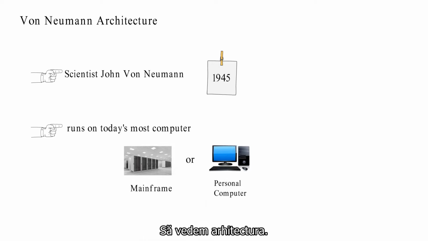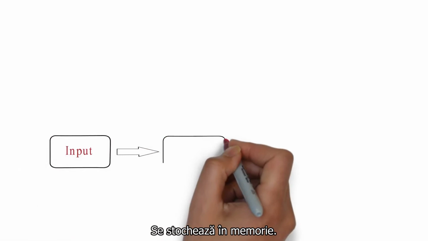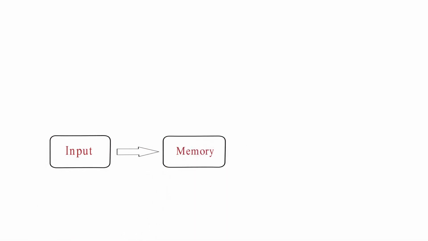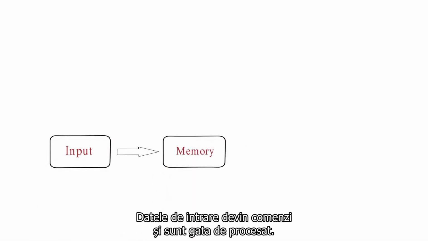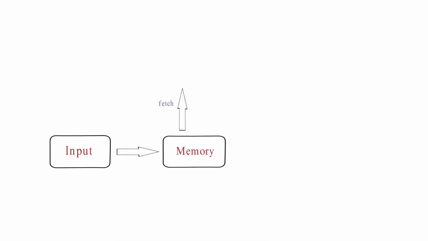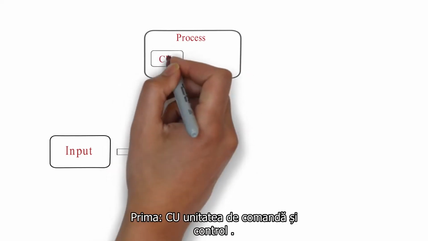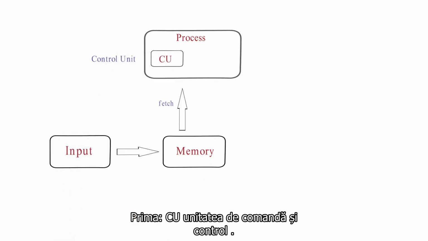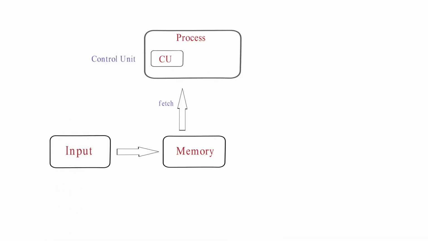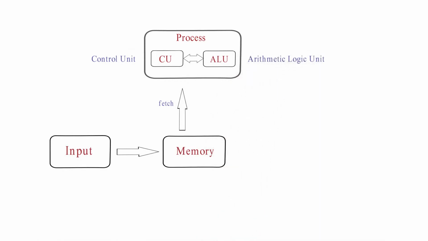Let's see the architecture. Input comes and is stored in the memory. The input becomes the command and is ready to process. The processor fetches the command from memory. There are two parts in the processor. First, CU, the control unit. Second, ALU, the arithmetic logic unit.